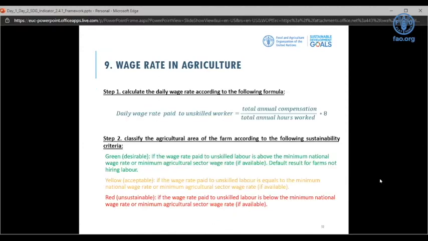Now, this theme provides information on the remuneration of unskilled employees working on the holding that belong to the elementary occupation group, as defined by the International Standard Classification of Occupations, ISCO-08. This ISCO is developed by the International Labour Organization, or ILO. In other words, it informs about the economic risks faced by unskilled workers who perform simple and routine tasks, requiring the use of simple handheld tools and very often considerable physical effort.